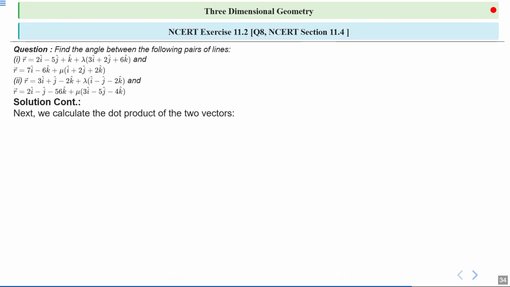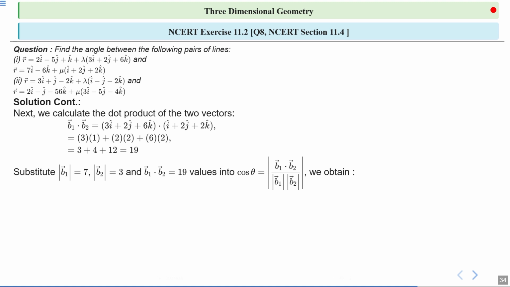Next, we calculate the dot product of the two vectors. So B1 vector dot product B2 vector equals 3i cap plus 2j cap plus 6k cap dot product i cap plus 2j cap plus 2k cap. So this is equal to 3 times 1 plus 2 times 2 plus 6 times 2. This is equal to 3 plus 4 plus 12 equals 19.